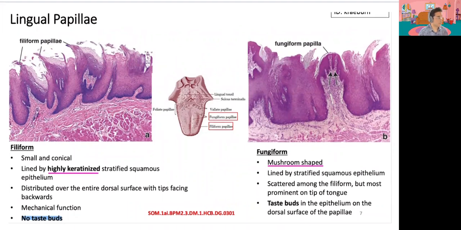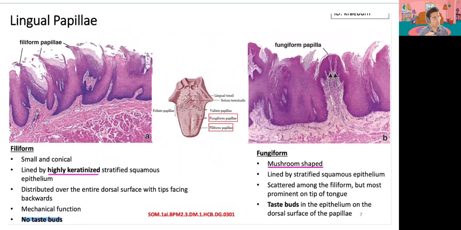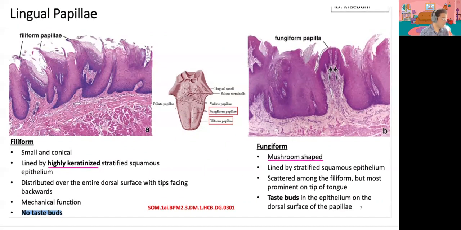I also do apologize in advance. I put my notes on top of the slides, so just keep that in mind. If you want to write over it, you can add your own bullet points.